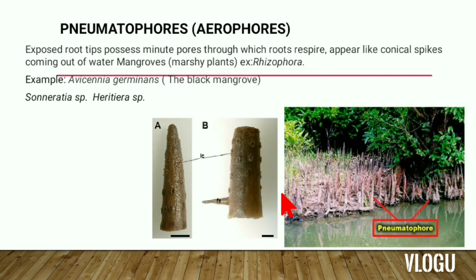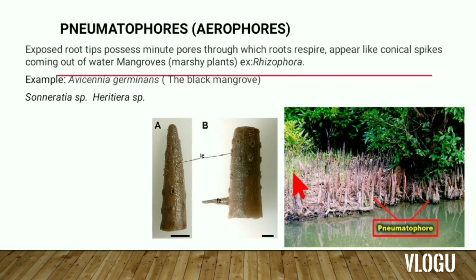The next one is pneumatophores. These are the roots which are modified in order to respire by coming above the water or the ground level. One such characteristic feature is seen in mangrove vegetation. Example is Avicennia germinans. This is one of the very clear examples that even roots can adapt in order to have proper respiration by coming out of the clogged water condition of the swamps.